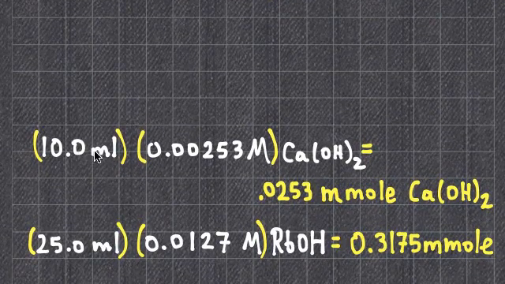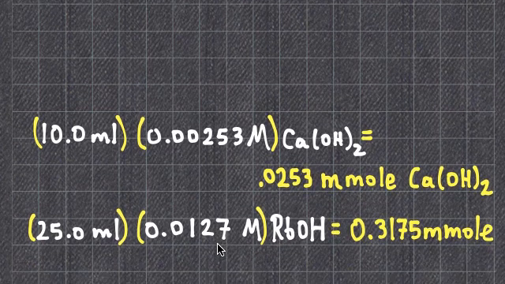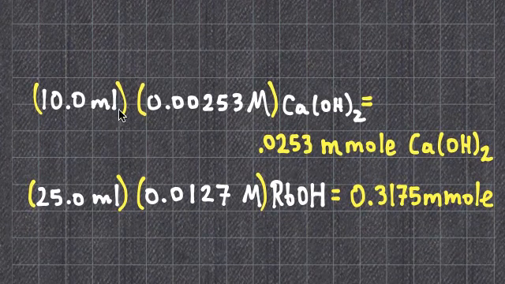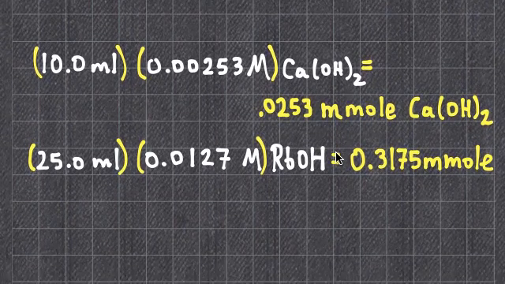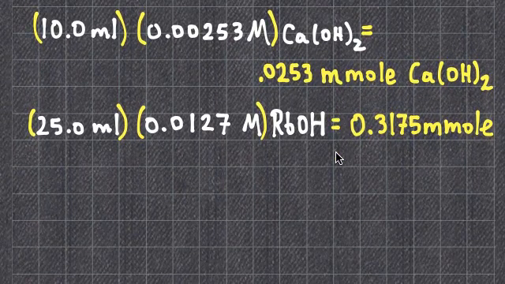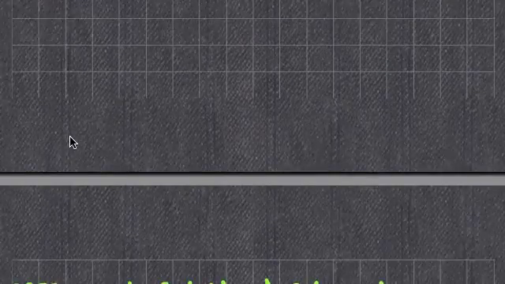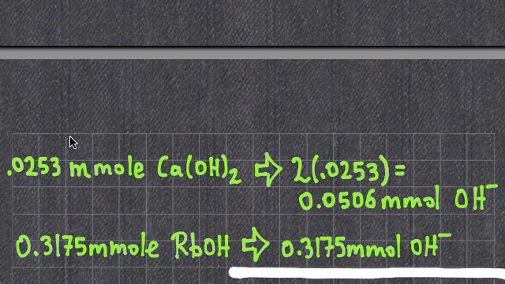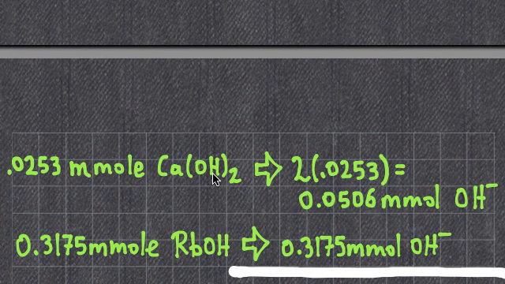I took 10 milliliters times the molarity for calcium hydroxide, 25 milliliters times the molarity for rubidium hydroxide. I didn't get rid of the millis, so I still have millimoles. If I wanted to get rid of that, I could, but I shouldn't have to, because when I go to get my molarity, it'll divide by the milliliters, and the millis will cancel. But the realization here is that the calcium hydroxide has 2 OHs per unit.